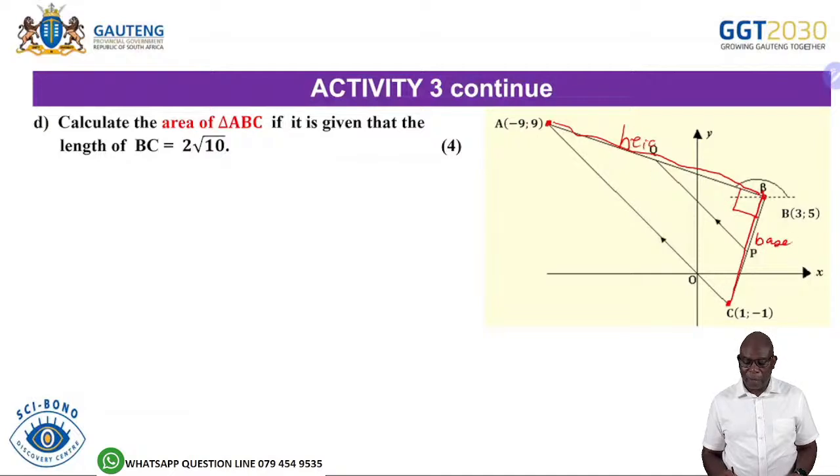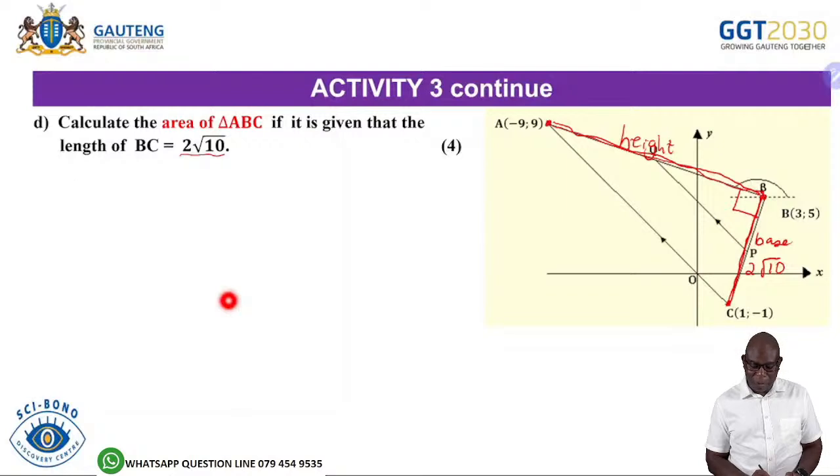So already I've got these two. But now I'm given that the length of BC is given. Oh, that's nice. The length is given. It's 2 root 10. So what do I need? I only need the length of the height. So I only need one length. If I get that one length, I will be able to get the area. So I'm going to say the length that I'm looking for is the length of AB.